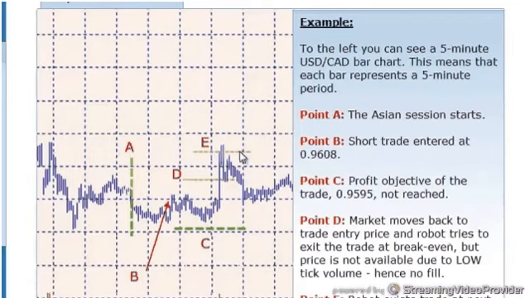At point E, the robot actually exits the trade at the next available price. You understand now why the next available price was really far from the price point at D. Okay, look at the difference. It's because of a very low tick volume. So what you would have gotten was the next available price. You're actually forced to exit the trade by your broker at point E, which is 0.9624. And that, folks, is a 16 pip loss.